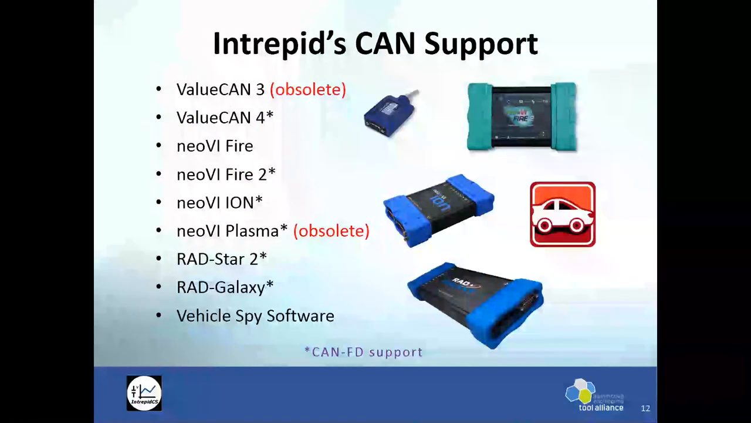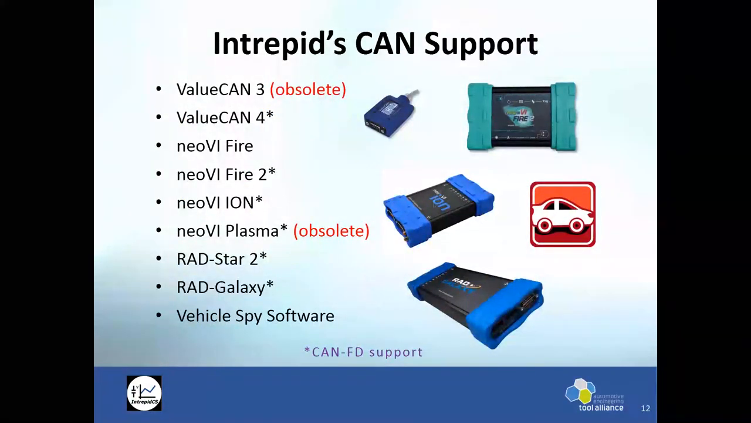Okay, and then from an Intrepid standpoint, what products do we have that support CAN? So the ValueCAN 3 is obsoleted, so it's been replaced by the ValueCAN 4. And note that all of the devices that have an asterisk have CANFD support. So, of course, the ValueCAN 3 does not. It was designed, I don't know, probably 10, 15 years ago. So we now officially obsoleted that product.